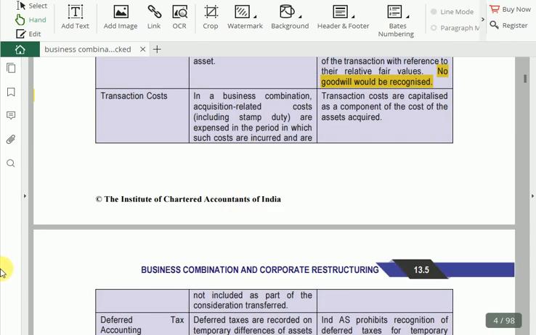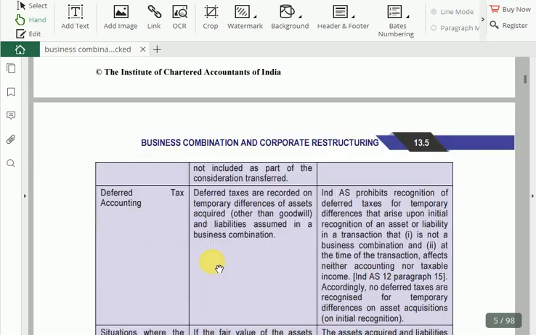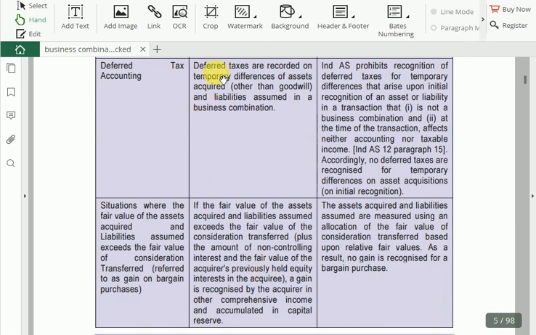The next is deferred tax accounting. Deferred tax is recorded on temporary differences of assets acquired, other than goodwill, and liabilities assumed in a business combination. We will create a deferred tax asset or deferred tax liability depending on the value at which we acquire it.